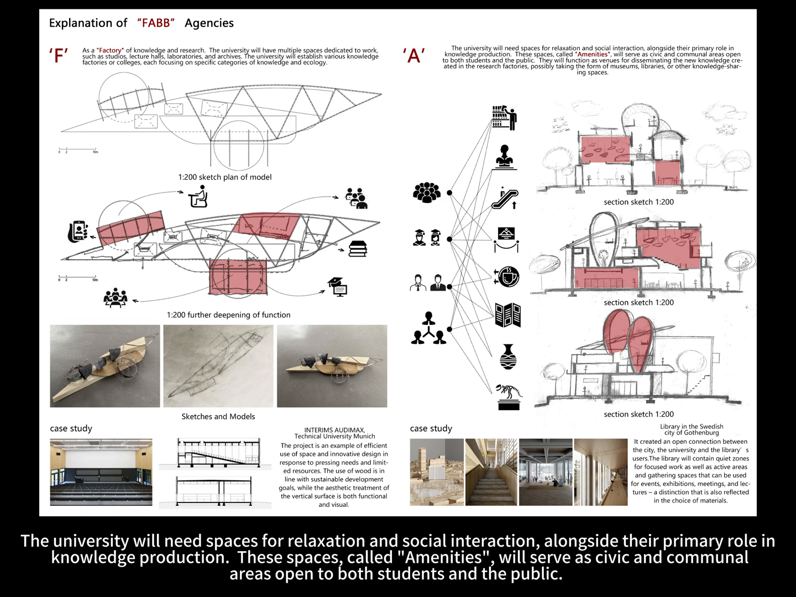The university will need spaces for relaxation and social interaction alongside their primary role in knowledge production. These spaces, called amenities, will serve as civic and communal areas open to both students and the public. They will function as venues for disseminating the new knowledge.